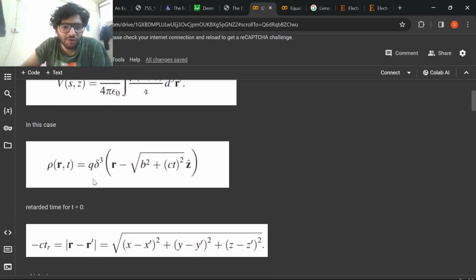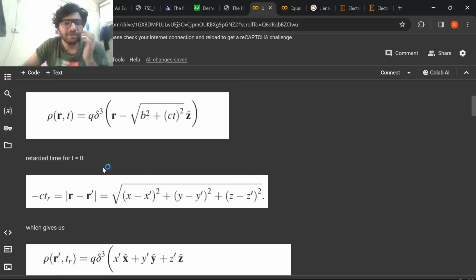In our case, rho will be q into the Dirac delta in 3 dimensions, r minus root of b square plus ct the whole square. And then the retarded time for t equal to 0: we get t minus tr is equal to mod r minus r dash by c. So at t equal to 0, we get minus c tr, which is equal to mod r minus r dash, and this is the root of x minus x dash whole square plus y minus y dash whole square plus z minus z dash whole square.